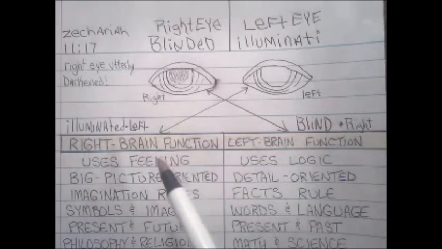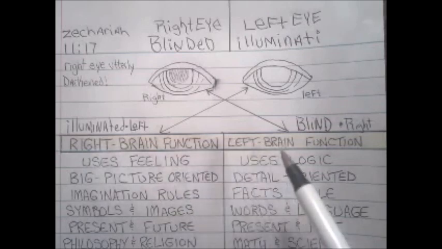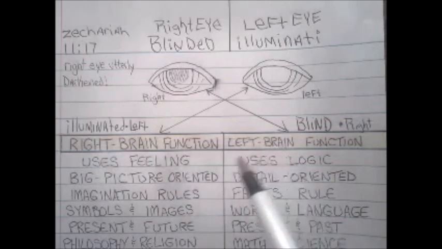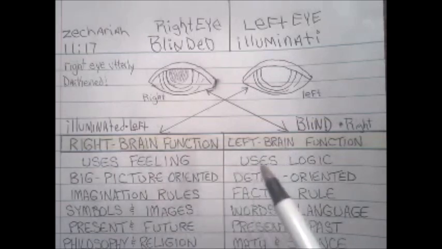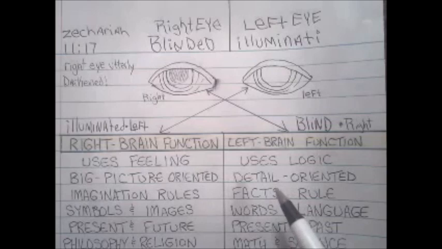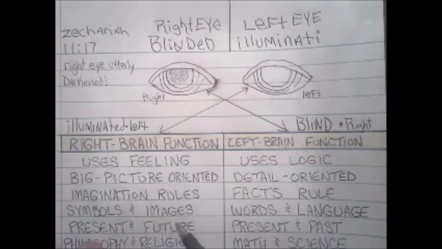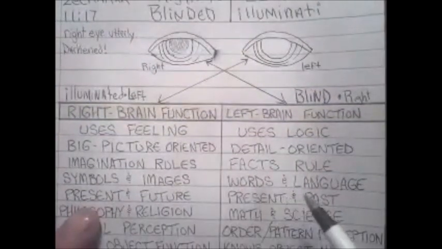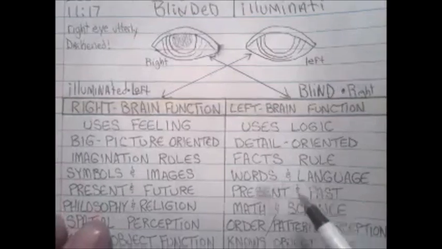So while they use feeling, they want us to only know logic. While they see the big picture, they want us to be detail-orientated. While they understand that imagination rules, they want us to only see facts rule. And remember, they give us those facts. While they see symbols and images and all of the information that can convey fast, we are constricted with words and language. They understand the present and the future, while we only understand the present and the past.